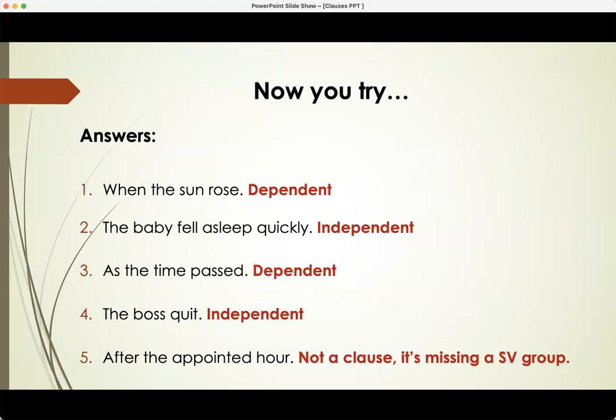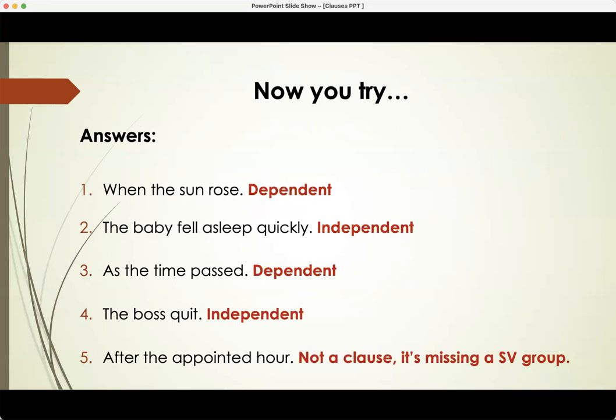All right, so let's take a look at this together. Number one, when the sun rose is a dependent clause. It's a dependent clause because it's giving me the time when something happens, but I am missing the other part of the information. When the sun rose, what happened? That part is not complete. So there's information missing here. So this is a dependent clause.